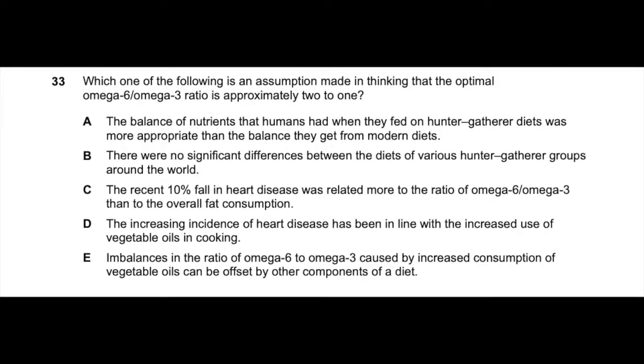Question 33. Which one of the following is an assumption made in thinking that the optimal omega-6, omega-3 ratio is approximately 2 to 1? The correct answer is A because the 2 to 1 ratio doesn't mean the nutrition was optimal. It could have simply been a result of the relative availability of these two nutrients.